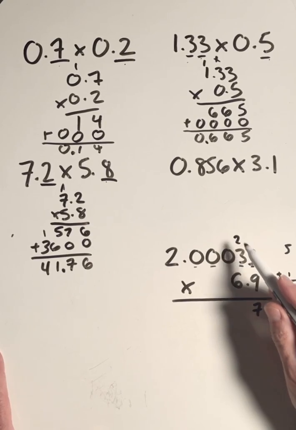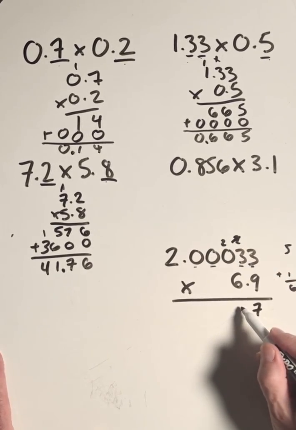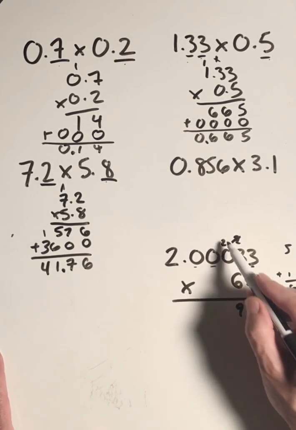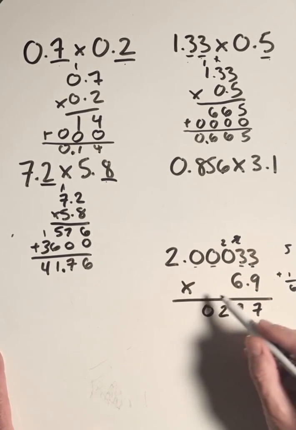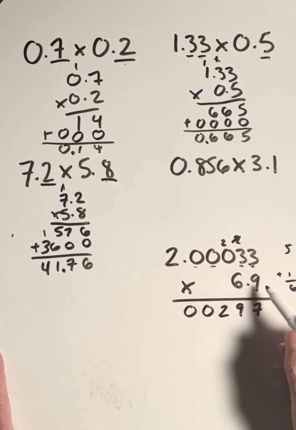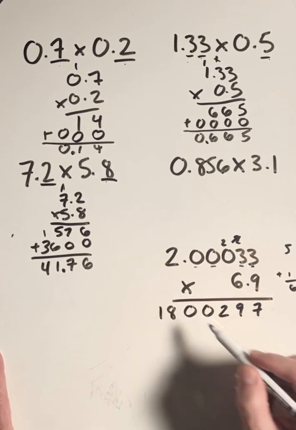9 times 3 is 27. 9 times 3 is 27, plus 2 is 29. 9 times 0 is 0, plus 2 is 2. 9 times 0 is 0. 9 times 0 is 0. And 9 times 2 is 18.